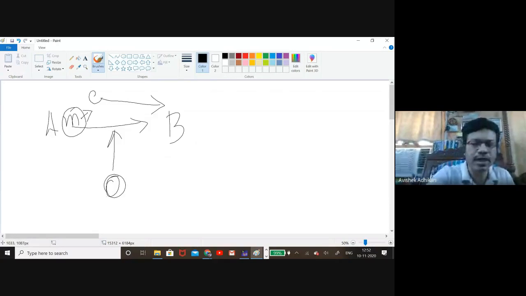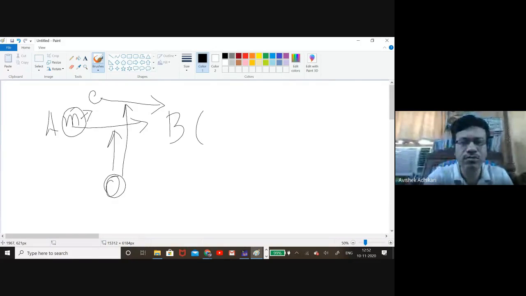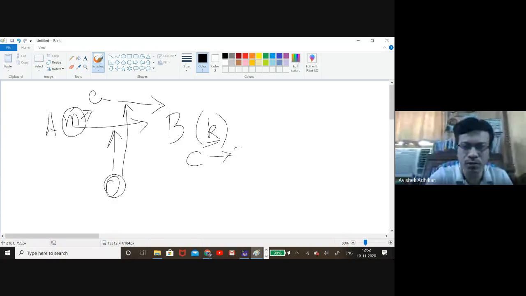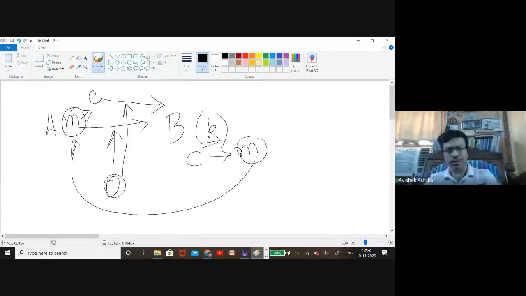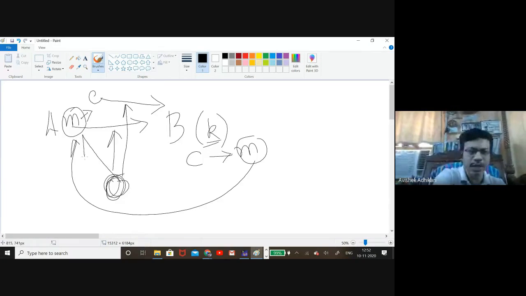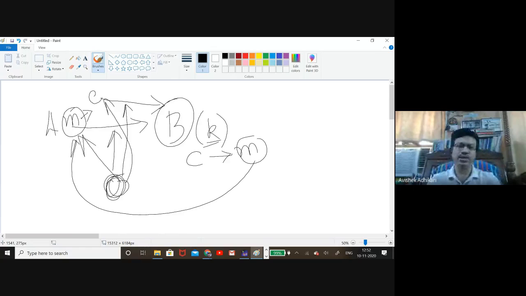Now, if the opponent gets the ciphertext, he should not be able to understand what M is. But B has some extra information, which we call K, the key, using which he converts C into M, the original message that was sent from A to B. That means the opponent will not get any information about M from C, but the designated person to whom A actually sent the message, since he has the extra information K, will be able to get from C to M. So that is the idea of cryptography.